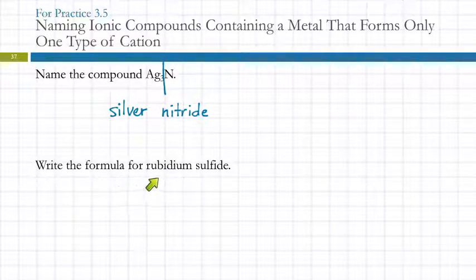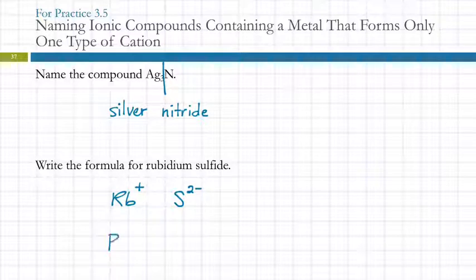Okay, so how would we write the formula for rubidium sulfide? Yeah, so Rb has a positive charge because it's in group 1A. It's +1. And we find sulfur on the periodic table, and we count backwards from the noble gases, it's 2-. So you can do the crisscross method. You can go for the least common multiple of 1 and 2. You can draw pictures. We're going to end up with needing 2 rubidium ions and 1 sulfur ion. Any questions?